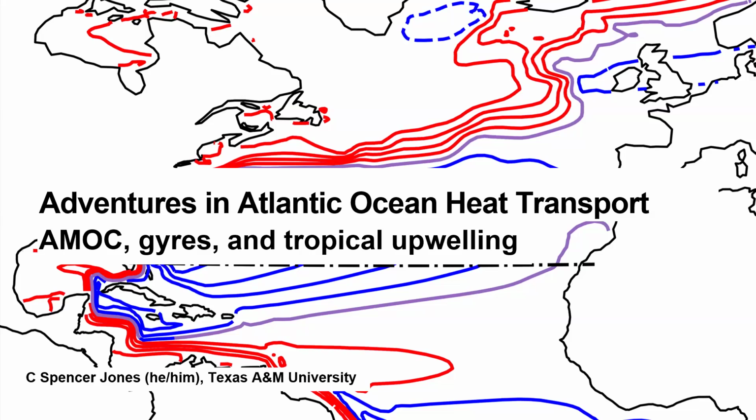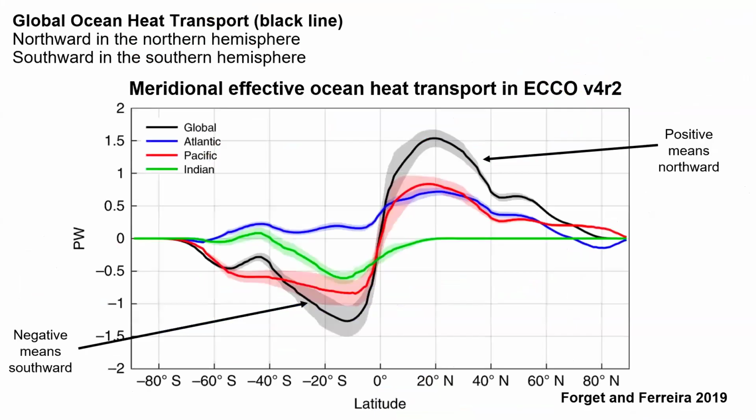Yes, okay, so I'm going to talk about Atlantic ocean heat transport, and particularly the roles of these three things: the AMOC, the Atlantic Meridional Overturning Circulation, the gyres, and tropical upwelling. And I know not all of you are oceany people, and so I'm going to try to at least make the first 10 minutes something understandable that will help you to navigate the rest.